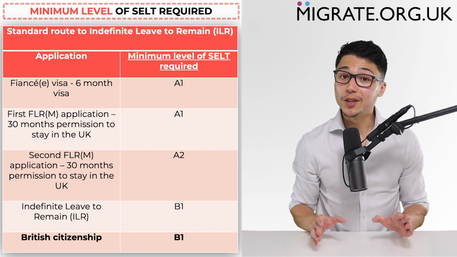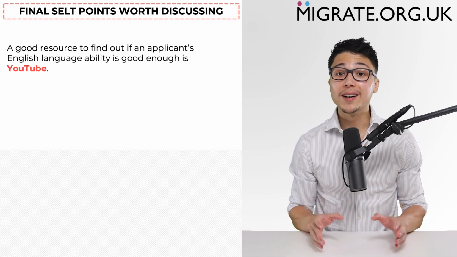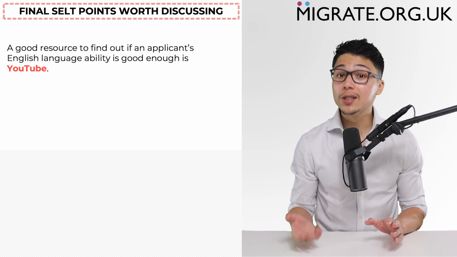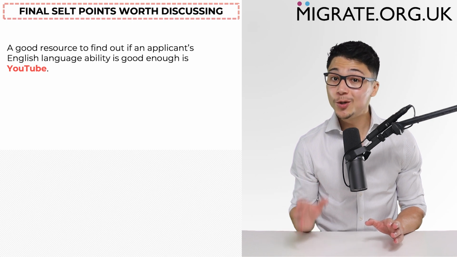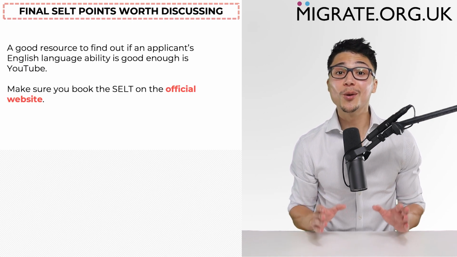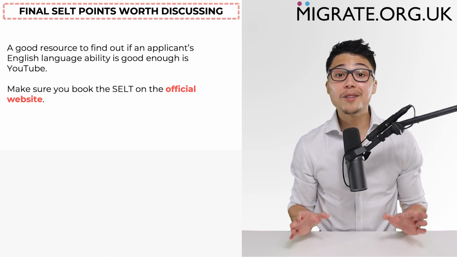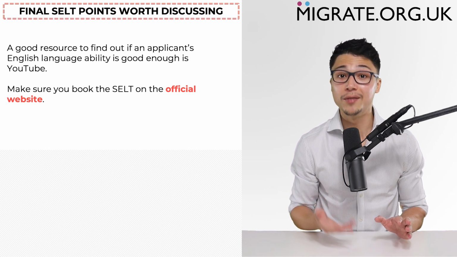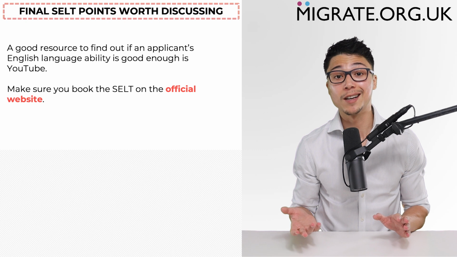There are 2 final points worth discussing concerning secure English language tests. A good resource to find out if an applicant's English language ability in speaking and listening is good enough to pass the A1, A2 or B1 English language test is YouTube. And then finally, if you book a secure English language test, please make sure that you book it on the official website. There is a surprising amount of dodgy third-party websites that try to make you believe that they are the official website, but instead charge you an additional fee for them to book the English language test for you.